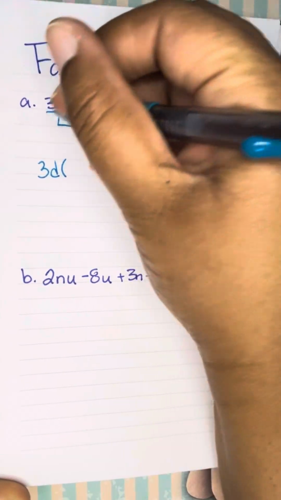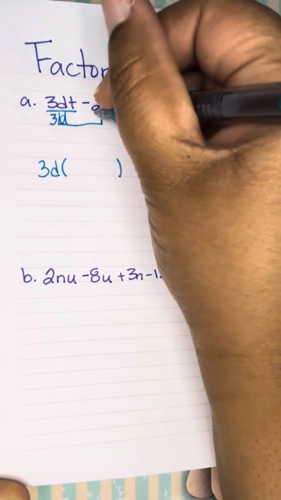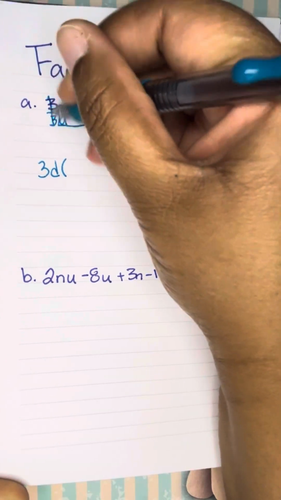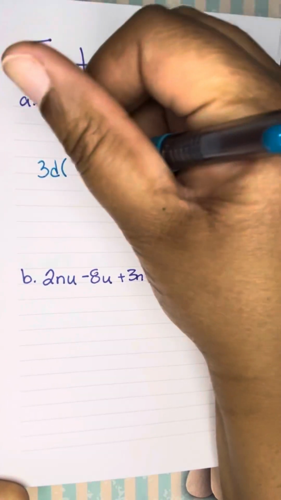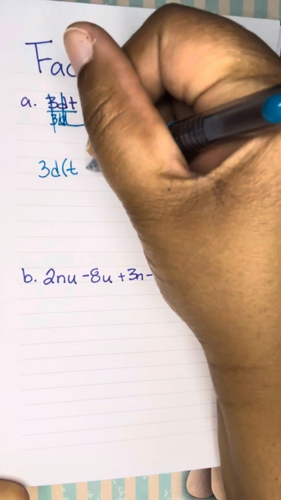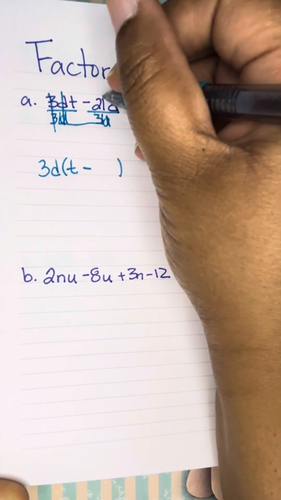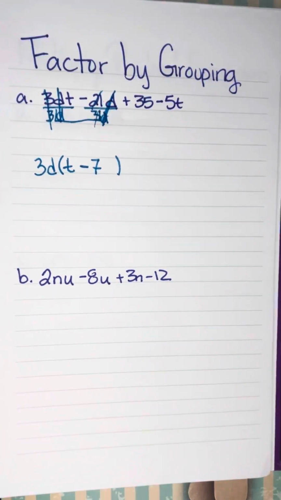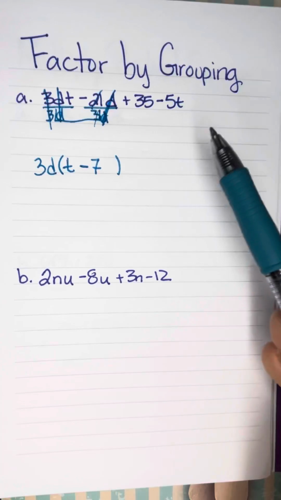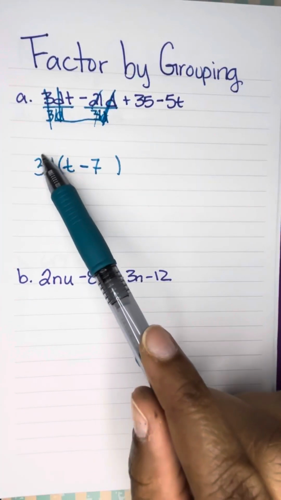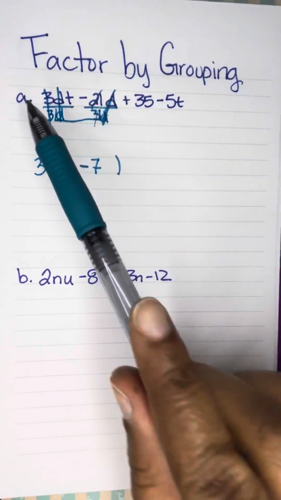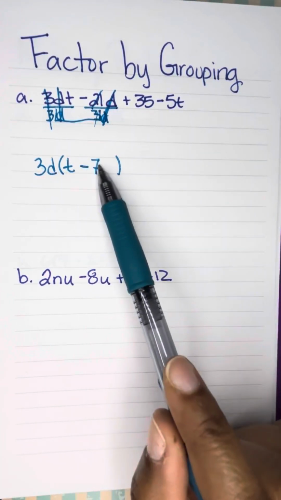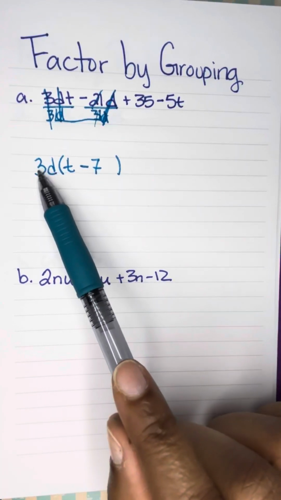Remember, what that means is I'm dividing each term by 3D. Well, 3 divided by 3 cancels. D over D cancels, so I'm left with just a T, minus 21 divided by 3. Well, that's going to give me a 7, and D over D cancels. So I have T minus 7. Remember, you can always distribute this back in, and you should always end back up with your original. That's how you can check to see if you got the GCF out correctly.